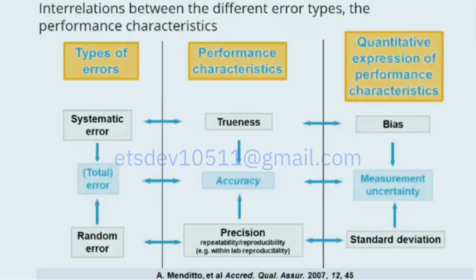So now, just to summarize this, the interrelationships between the different types of errors and the performance characteristics. In errors, you can have systematic or random, and both contribute to the total error. The bias and the standard deviation contribute to the measurement of uncertainty. I'm not going to talk about bias because in the calculations that we use, we are not going to be using the bias. And accuracy, the trueness and the precision, that is the repeatability and the reproducibility, are important.